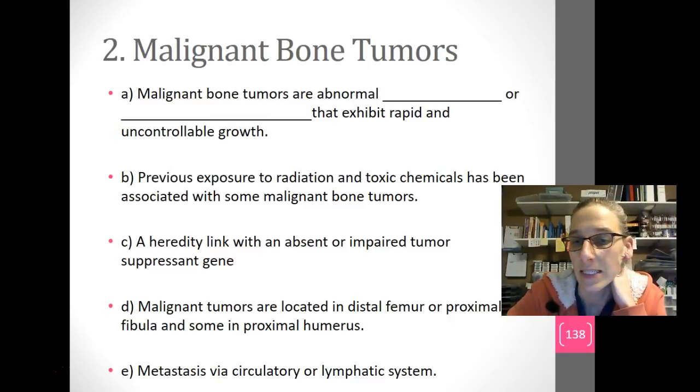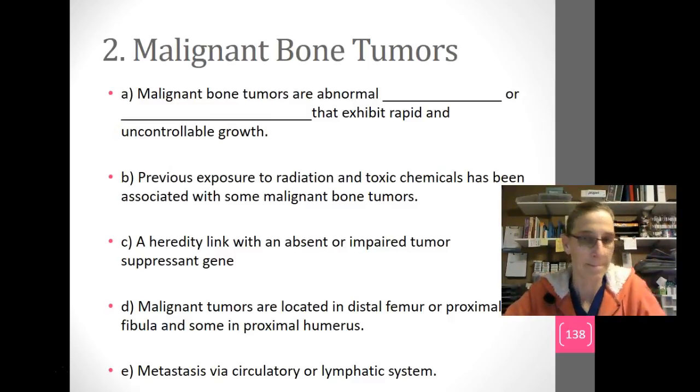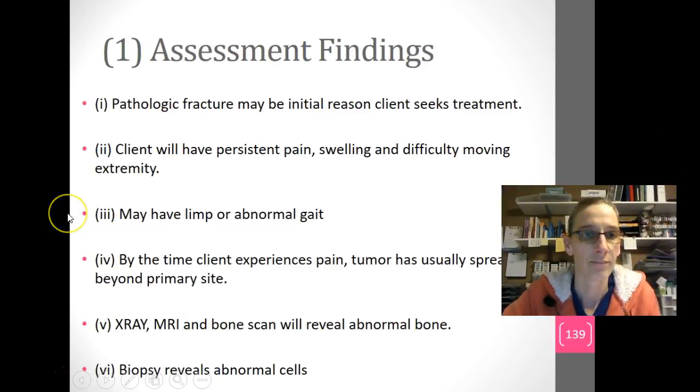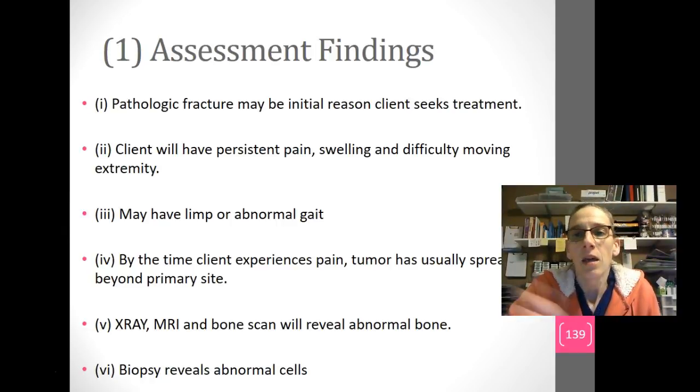Malignant tumors are located in distal femur or proximal fibula, and in some in the proximal humerus. All right, metastasis via the circulatory or lymphatic system. That's how it metastasizes. Assessment findings will be pathological fracture. They may be initial region the client seeks treatment.